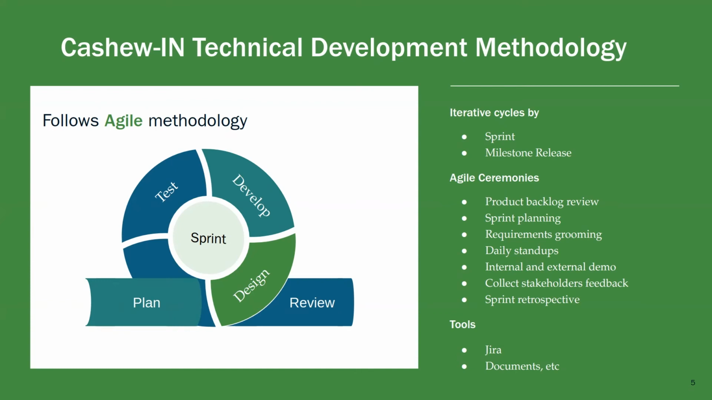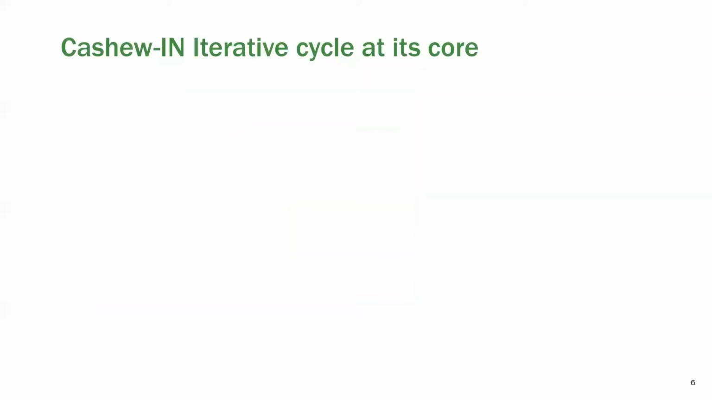Cashew-IN team relies on regular agile ceremonies to facilitate the development process, like daily meetings, requirements grooming, and so on. At the end of a sprint iteration, we do an internal demo and a retrospective, while a release iteration usually follows with a demo to different stakeholders and feedback collection.